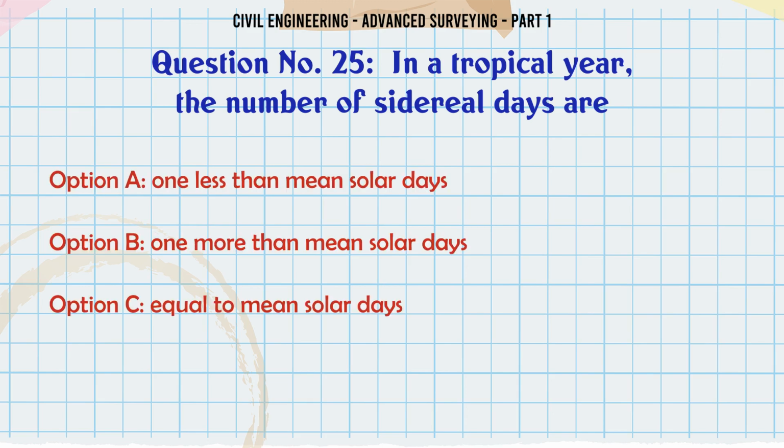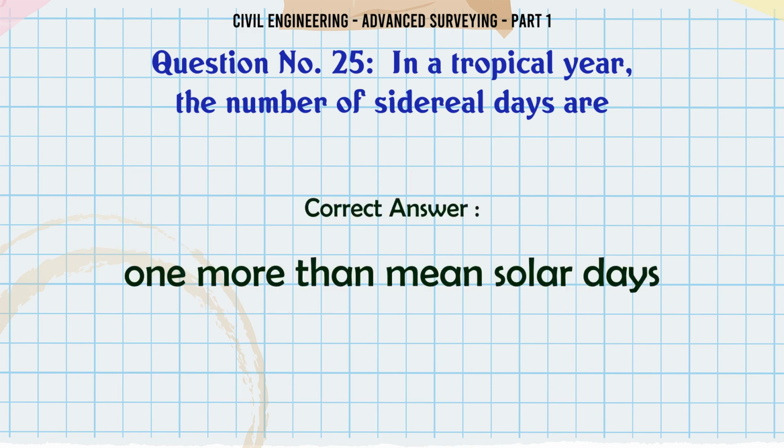In a tropical year, the number of sidereal days are A. 1 less than mean solar days, B. 1 more than mean solar days, C. equal to mean solar days, D. none of these. The correct answer is 1 more than mean solar days.